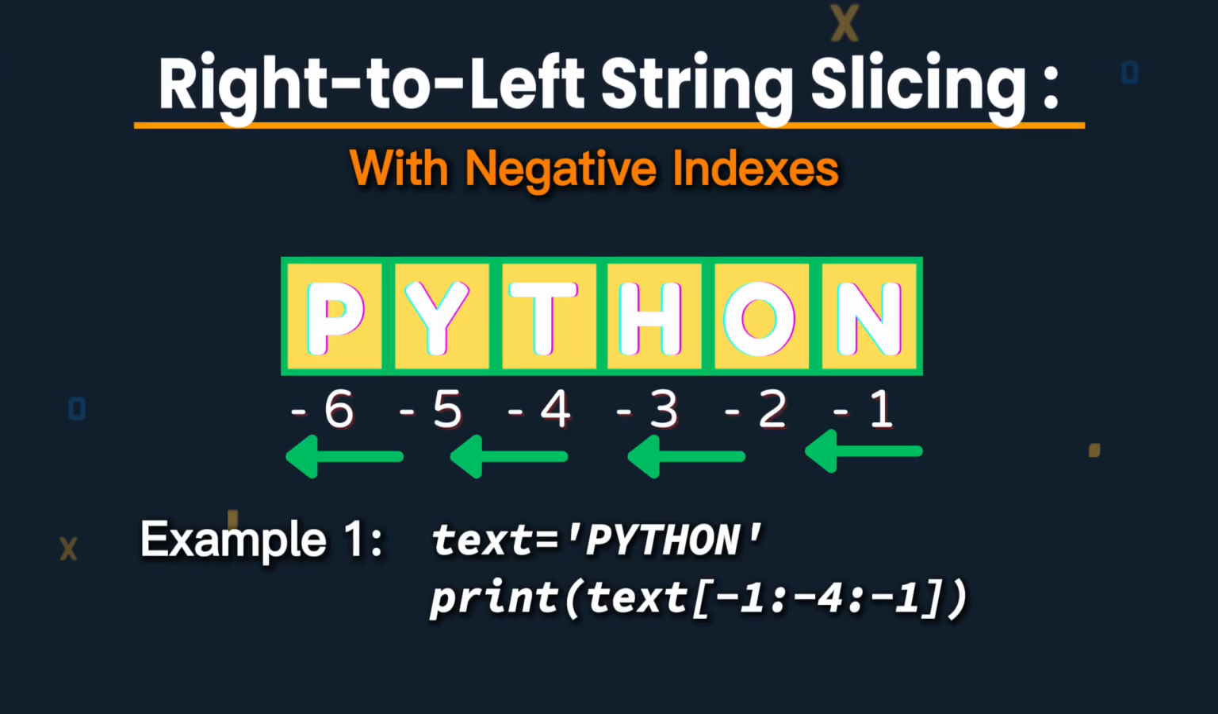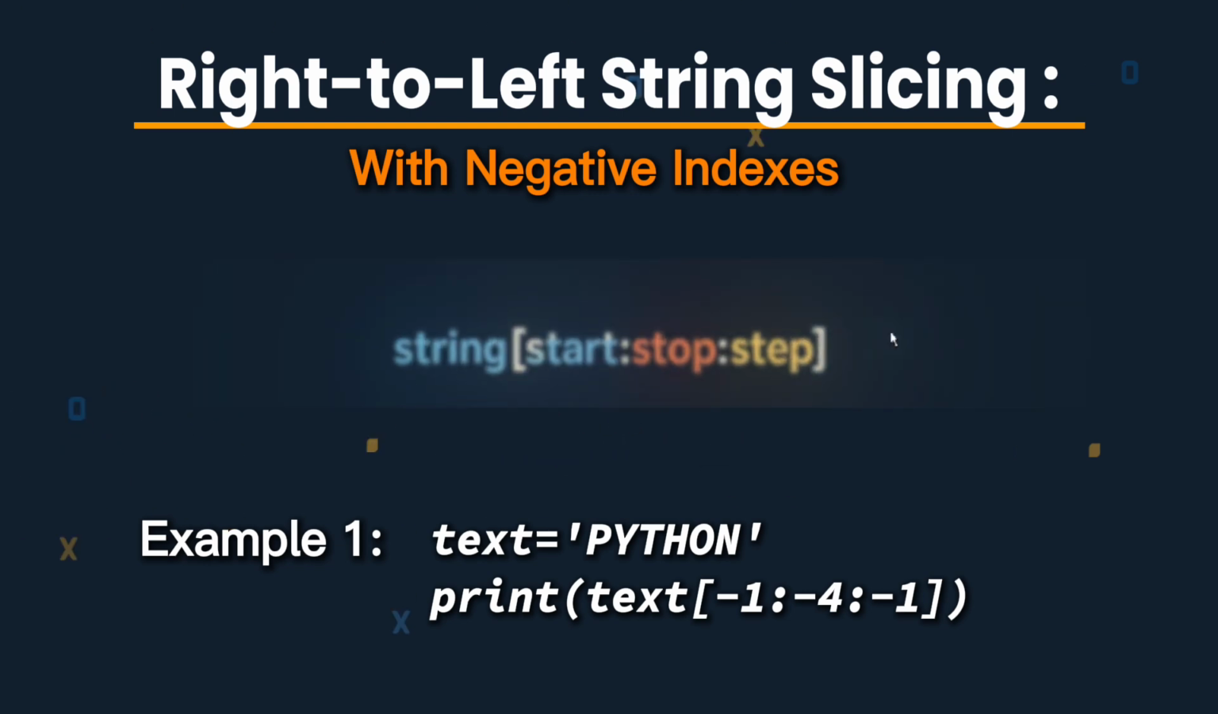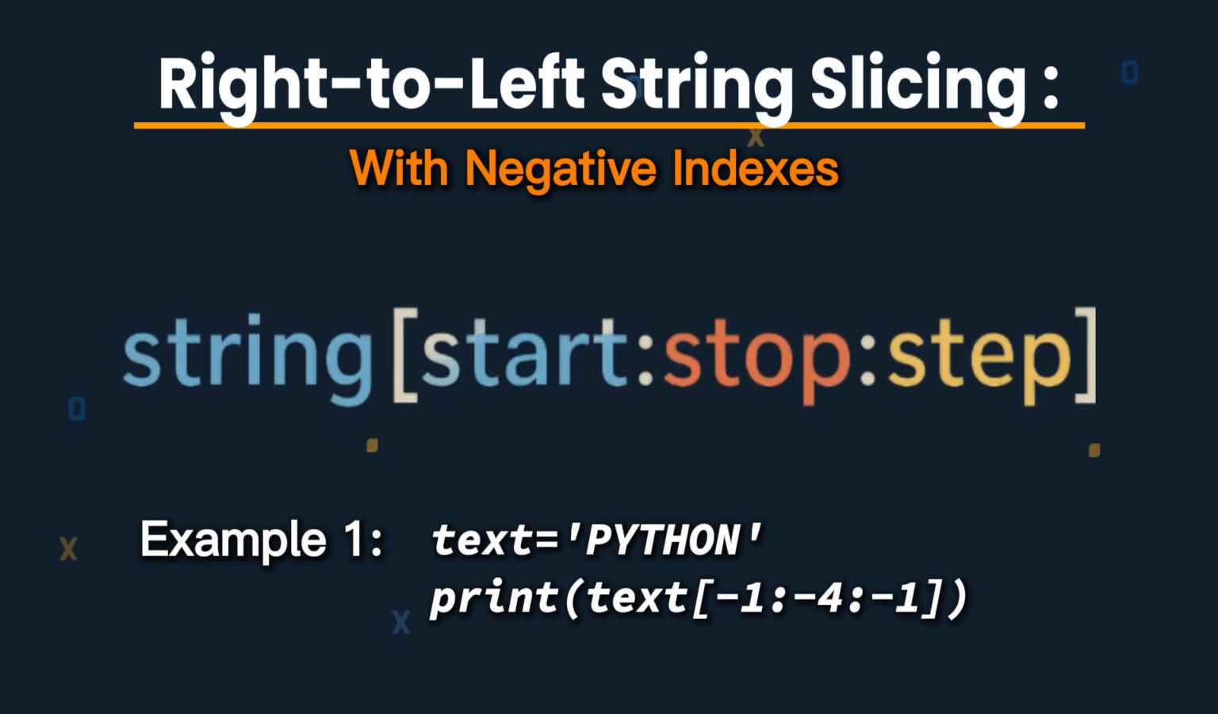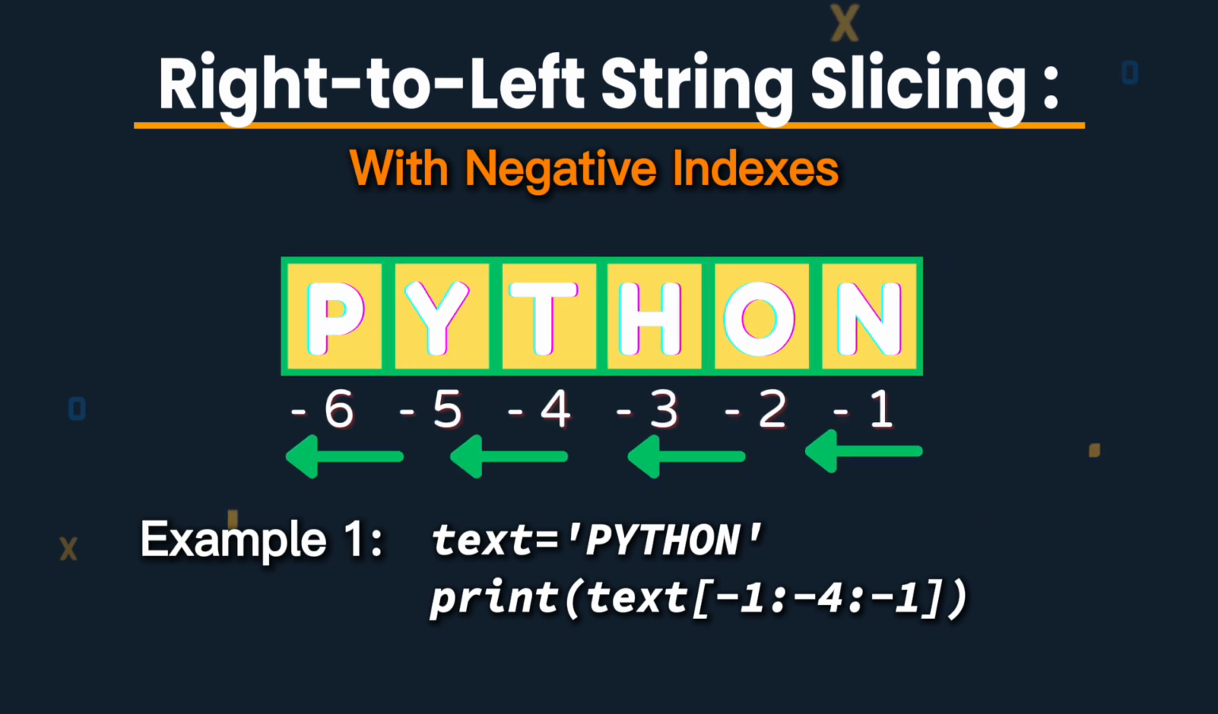Negative indexes are commonly used in right-to-left string slicing. This is because negative indexes offer a convenient and intuitive way to reference characters, starting from the end of the string. Negative indexes count from the end of the string toward the beginning, with the last character indexed as -1, the second last as -2, and so on. The slicing syntax stays the same, using the format start, stop, step. But with negative values, the direction and position from which characters are selected are reversed.